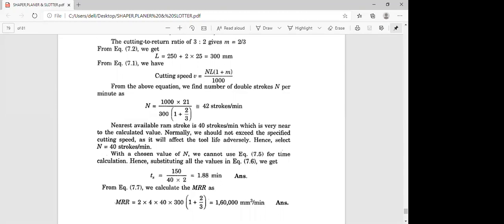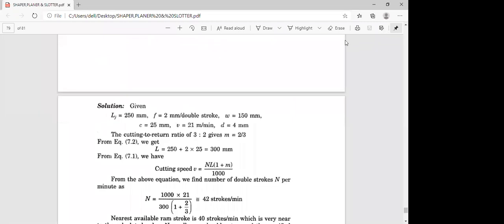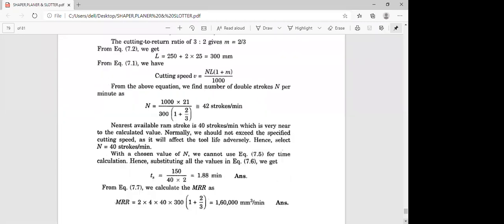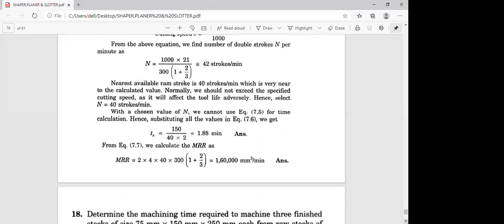Just go back if you are having any problem. This is W. You may be wondering why we have taken 150 there. 150 is the width. The formula is W by (n into F). So F is 2 mm per double stroke, N is 40. Though you have got 42, it should not exceed 40. W is 150. You have got 1.88 minutes. So this is a very important problem compared to the other 2 problems we have discussed.